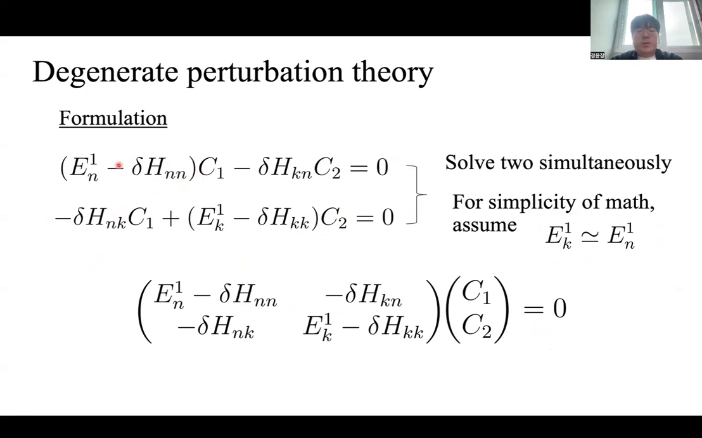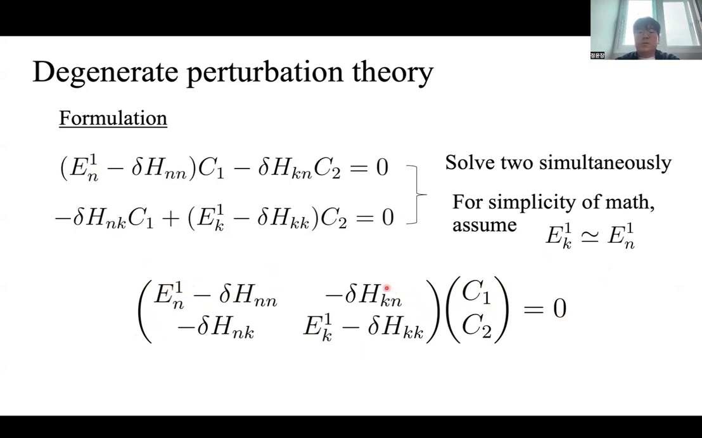Coming back here, I want to solve this equation for C1 and C2. I can write it in matrix form like this. This is me just writing this equation in matrix form. And we're going to use what we typically always use for equations like this: for this to have a non-trivial answer, in other words, for this equation not to be the simple solution where C1 and C2 are both equal to 0, which is a trivial solution and useless, I need the determinant of this matrix to be 0.